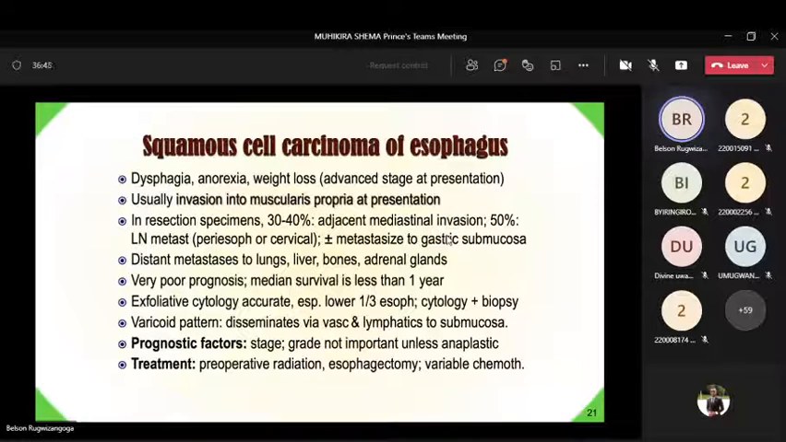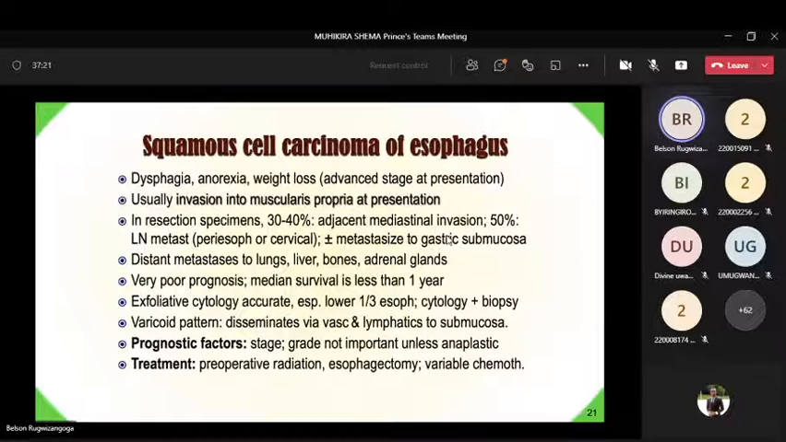This is the stage. Of course, if the stage is advanced, the patient is more likely to die early. Grade is not very important, but when it is anaplastic, meaning that you cannot really know the type of the cell, then it becomes a prognostic factor. So in treatment, first of all, you do preoperative radiation, meaning that before surgery, you do radiation. This is done in many other cancers, such as breast and so on. So you must understand the reason.